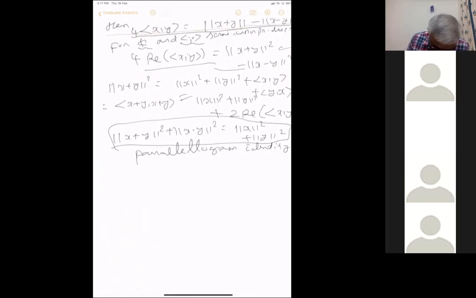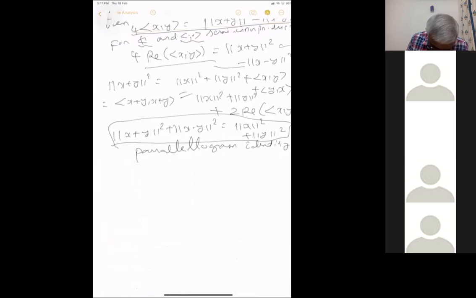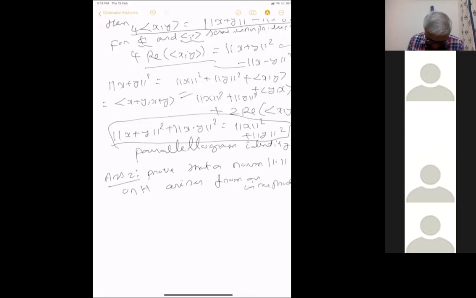So what we have is the polarization identity. Then I give another assignment. This is assignment 2. Assignment 1 is the polarization identity. Assignment 2 is: prove the following. If you have a norm on H, prove that a norm on H arises from an inner product if and only if it satisfies the parallelogram identity.